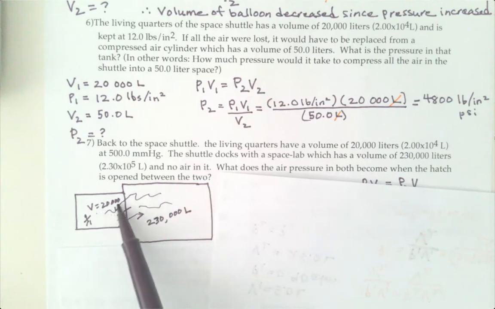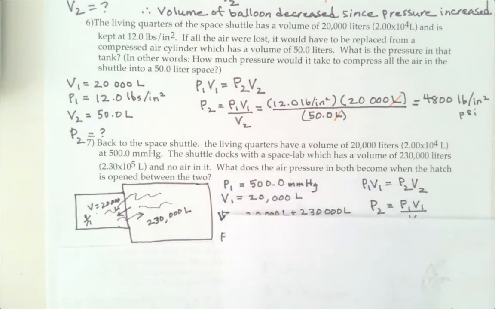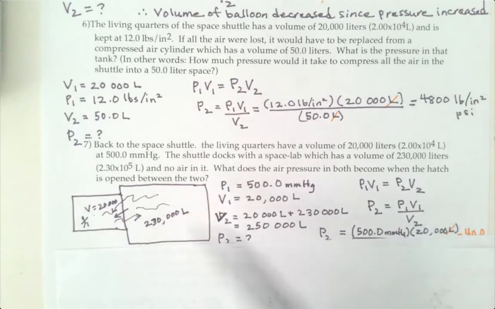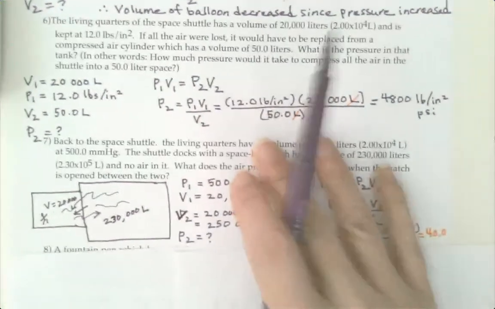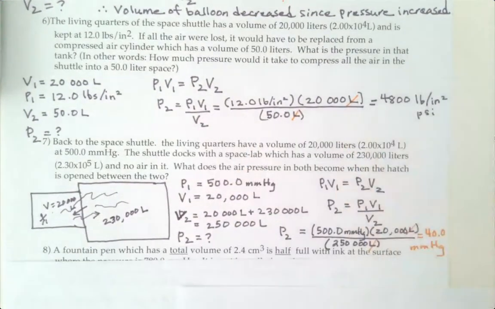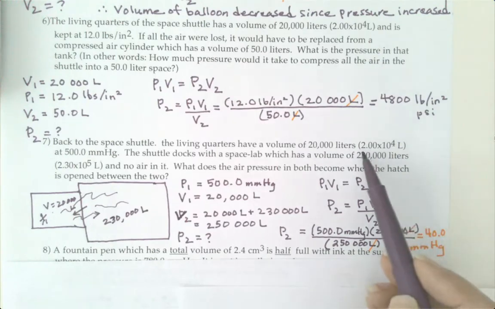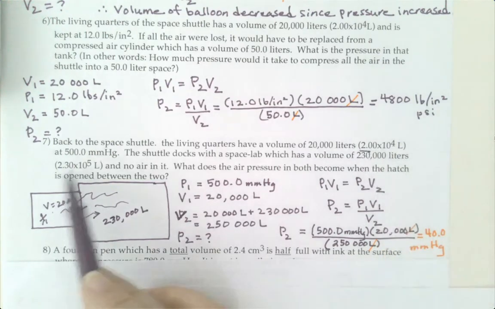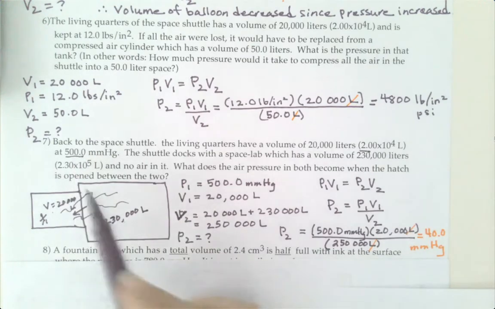Originally, your volume is 20,000 liters at 500 millimeters of mercury. You open the hatch, and what you do need to realize is that the second volume is both volumes of the rooms added together. So you are at a total volume of 250,000 liters for your V2. What is the final pressure? When I rearrange and substitute in, I get 40 millimeters of mercury, and that would be 40.0 since I am reporting to 3 significant digits, because both of my volumes are 3 sig figs, whereas the pressure was 4 significant digits, we can only report to 3.